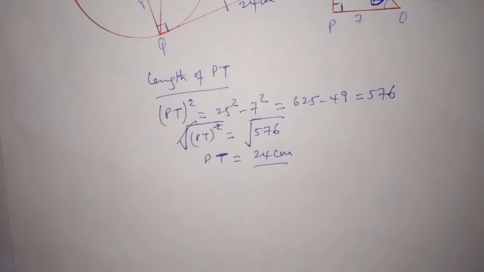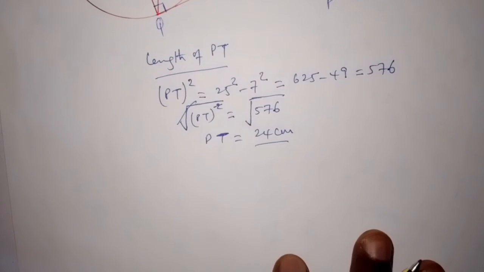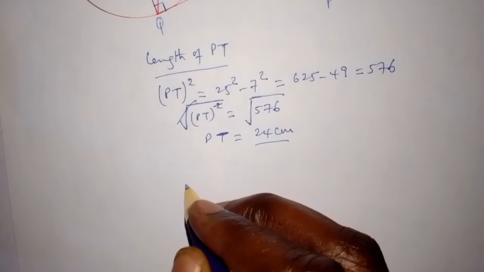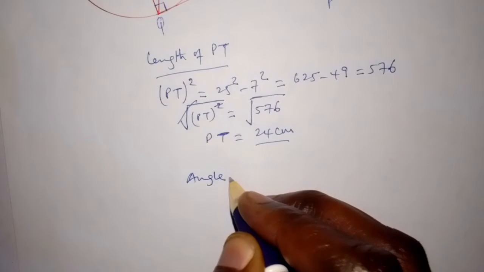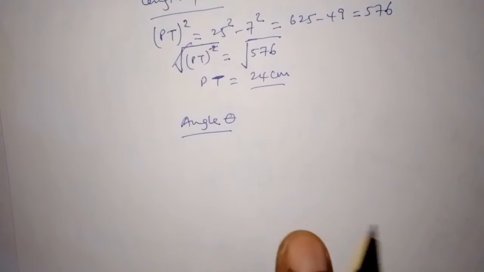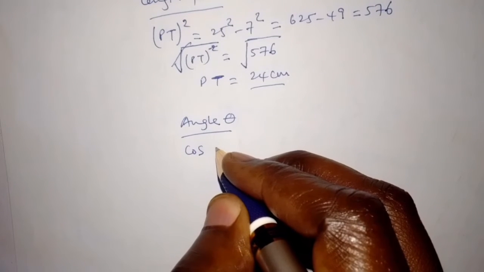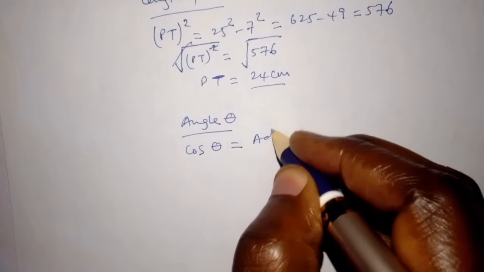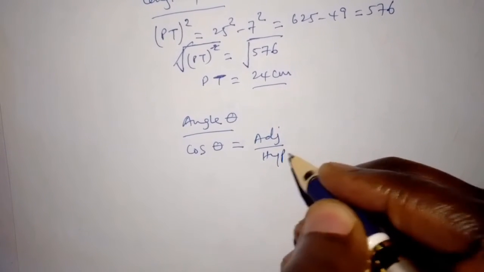So we are going to use the cosine rule. This is angle theta. We use the cosine rule. We can say that cosine of angle theta is equal to adjacent over hypotenuse.